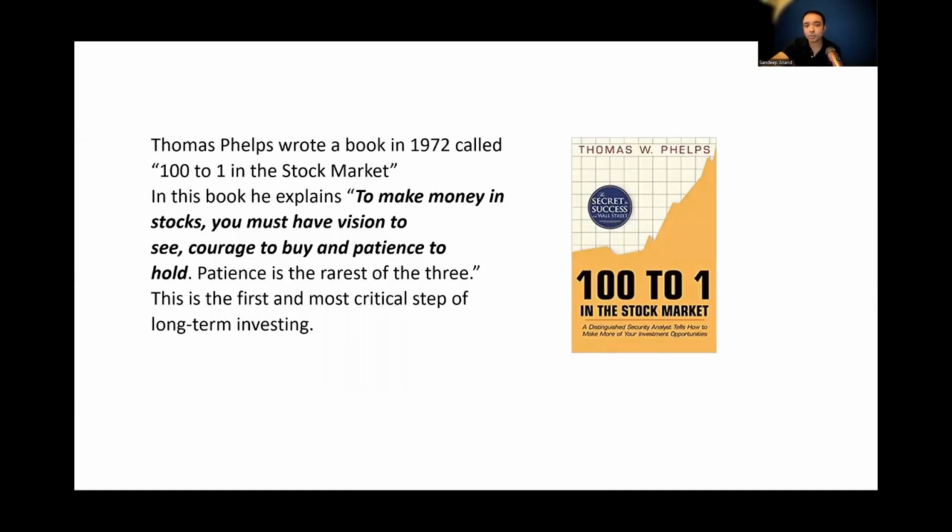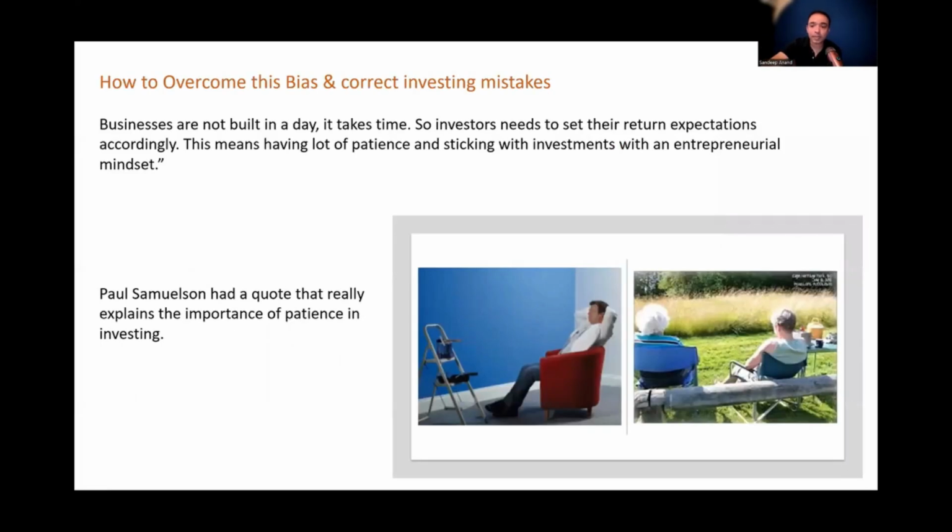Thomas Phelps wrote a book in 1972 called 100 to 1, as I referred. He said, to make money in stocks, you must have vision to see, courage to buy, and patience to hold. Patience is the rarest of the three, and the first and most critical step of long-term investing. Unfortunately, most people don't have patience in today's digital world. How do we overcome this bias and correct the investing mistakes? Understand that businesses are not built in a day. It takes time, so investors need to set their return expectations accordingly. This means having a lot of patience and sticking with investments with an entrepreneurial mindset. Think like a business owner, right?